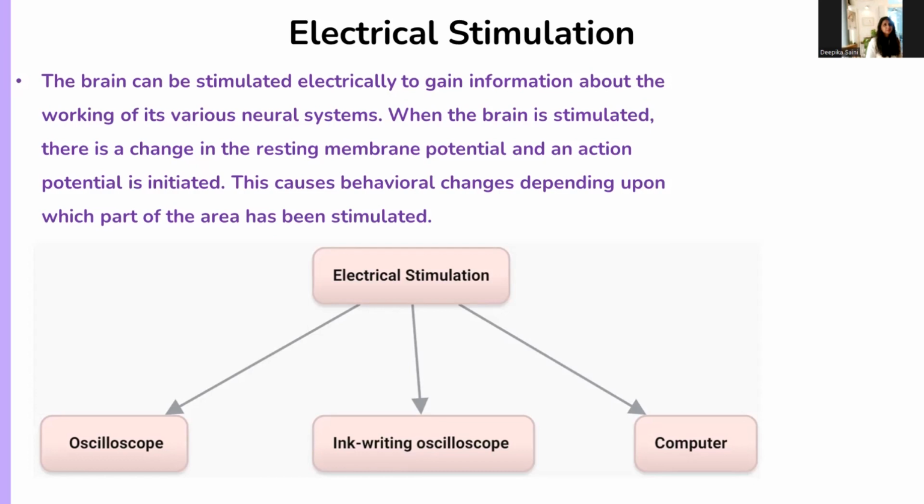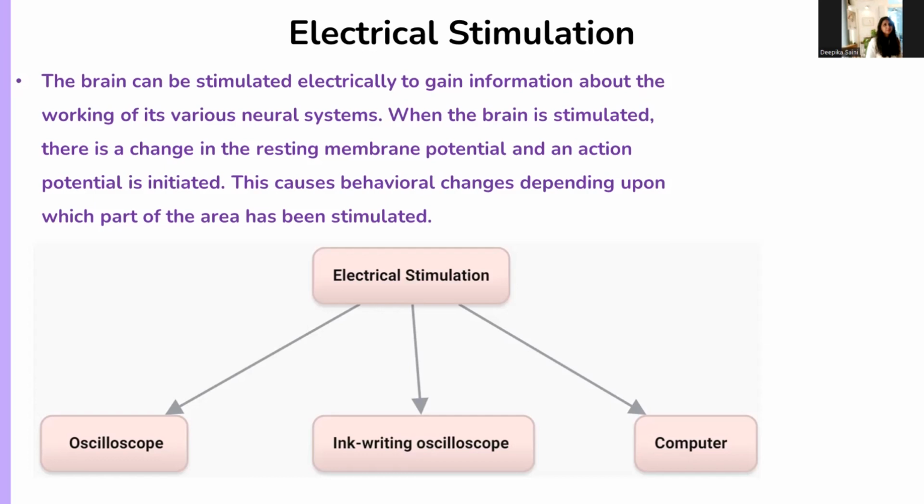The electrical stimulation system works on the focus that you can stimulate the brain electrically to gain information about the working of its neural systems. Whenever the brain is stimulated, there is always a change in the resting membrane potential and an action potential is initiated. Resting membrane potential is the potential when your neurons are at rest, whereas the action potential is when your neurons are functioning, or acting. So this causes behavioral changes depending upon which area of the brain has been stimulated.